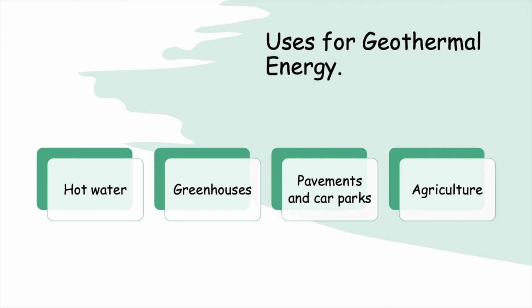Once this hot water has been used for domestic use, it can then be pumped to greenhouses. Okay, so we need to remember that Iceland's a very cold country, and therefore the agricultural growing season tends to be quite short. This hot water is used to heat the soils in greenhouses, making their growing seasons much longer. Okay, so it helps with the production of fruits and vegetables.